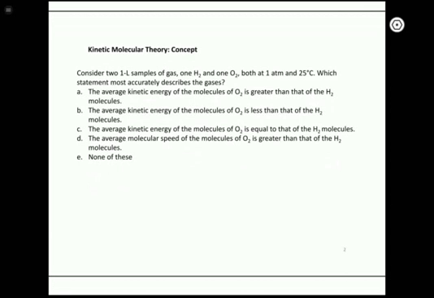and by velocity. So in this problem here, the first one here, we're considering two 1-liter samples of gas, one hydrogen and one oxygen, both at 1 atmosphere and 25 Celsius. Which statement most accurately describes the gases? So here we're asked to compare kinetic energies and velocities, so we need to know the relationship between those and other properties of ideal gases.